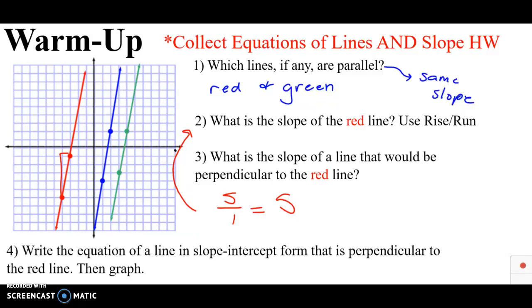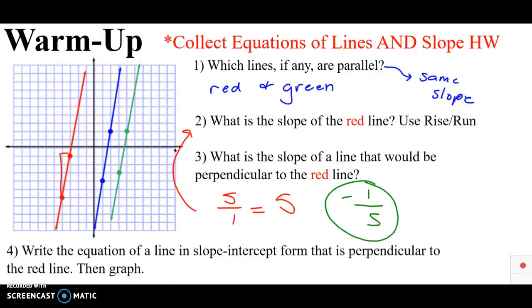Good. What do we call that? The fancy words. The opposite reciprocal. Good. So, what is 5 over 1 upside down? Negative 1 over 5, and this one's positive, so this one's negative. So the line that is perpendicular to the red line would be negative 1/5.